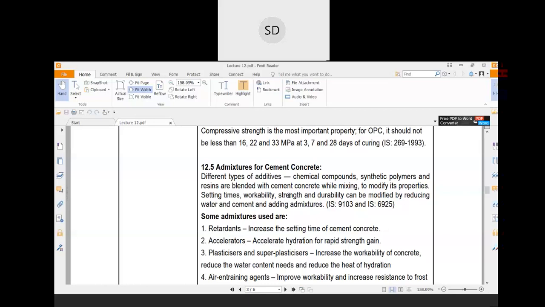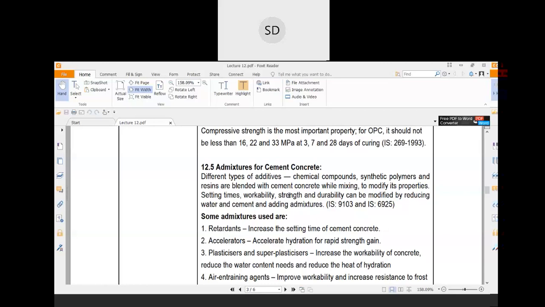Now another thing: as soon as you increase the water cement ratio, or the quantity of water in the mix, the workability of the mass will increase. What is workability? Workability is the ease with which you can mix, place and transport a cementitious material or cement concrete mix. So for workability, you need to increase the water cement ratio, but for strength, you need to decrease the water cement ratio.